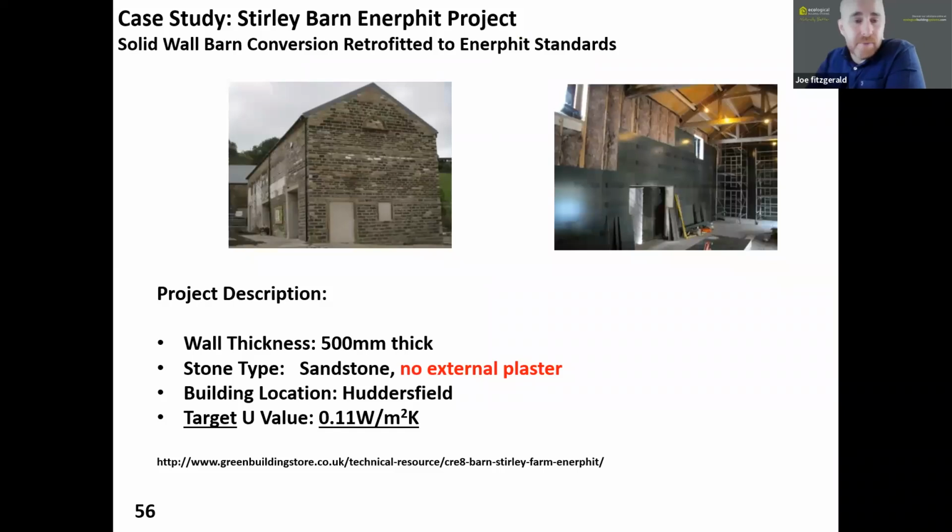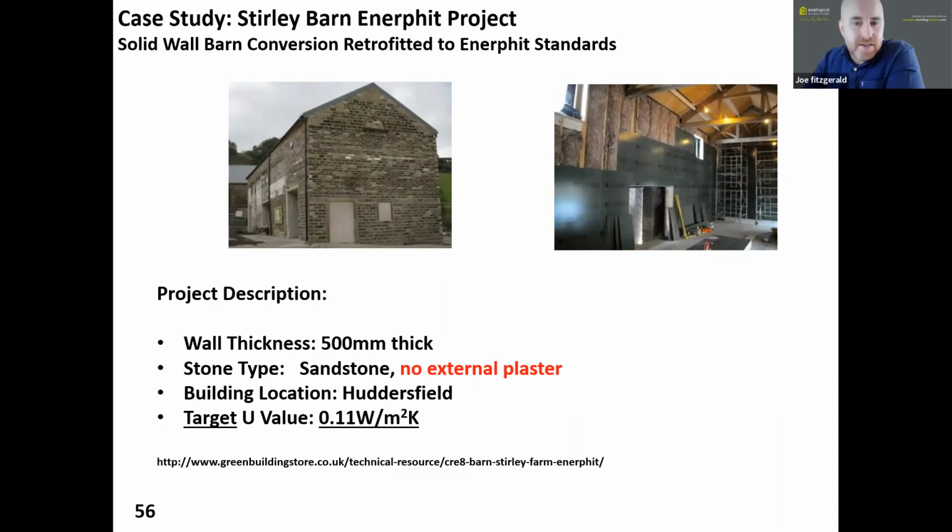And here's a good example. This is called the Sturley Barn Enerphit project, where really low U values were desired because it's an Enerphit. So they were looking for target U values of 0.11. And they had a building here that was unprotected, so it could get wet at any time because it's just exposed stone, and the aesthetic was important to them. And they had a lot of space available to them on the inside.